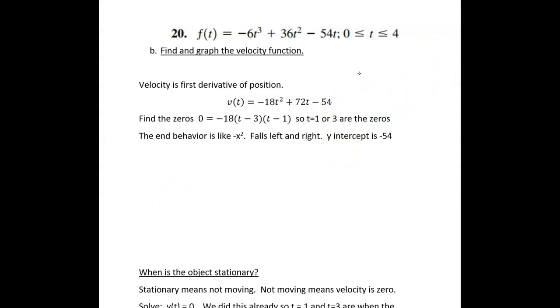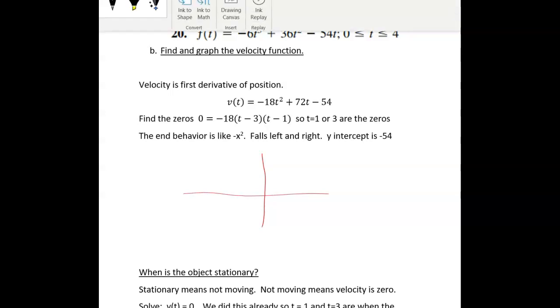So when I go to graph this one, I'll graph in a different color. So I have to put in my zeros. I have a 0 at 1. And I don't have 1 at 2, but I'll put a mark there and have a 0 at 3. And I decided my ends were like an upside down quadratic because it's a negative t squared. And that makes sense too, because I also found that way down here at negative 54, and it's probably further down than that. It's not to scale, and your graphs don't have to be to scale either.